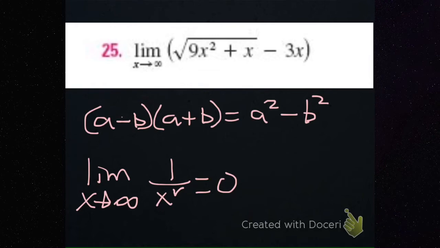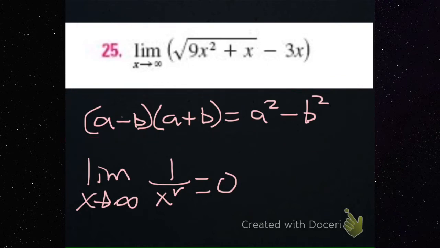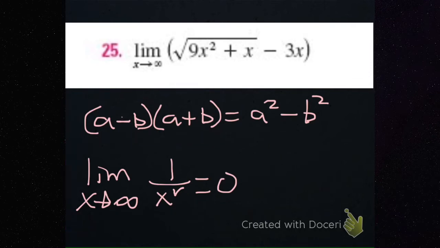What do I want to do? I want to multiply top and bottom by the conjugate so that I can use the difference of squares. What's that going to do? It's going to rid us of roots. After we do that, we're going to be left with a situation where we can use the fact that the limit, as the denominator gets big, goes to nothing. So, let's go ahead and try our algebra now.